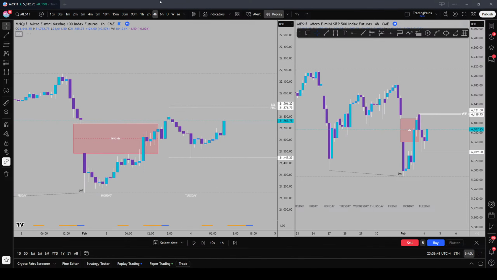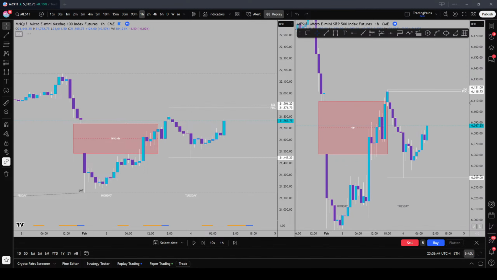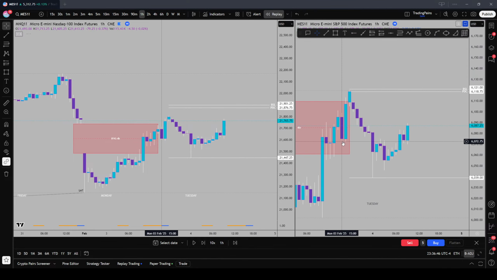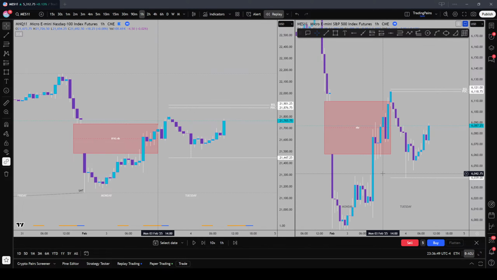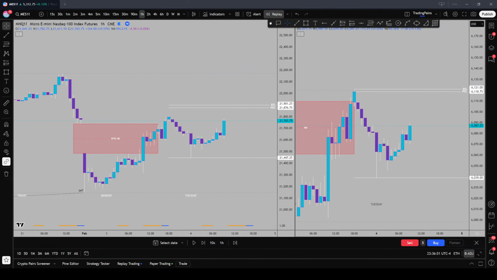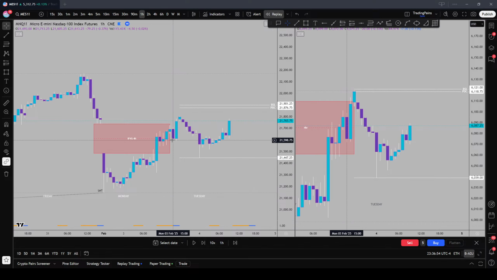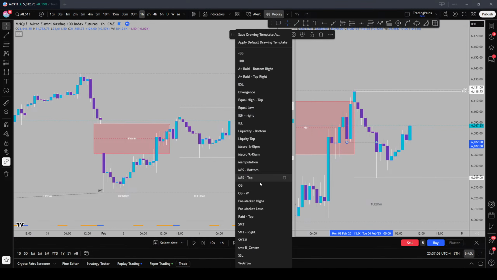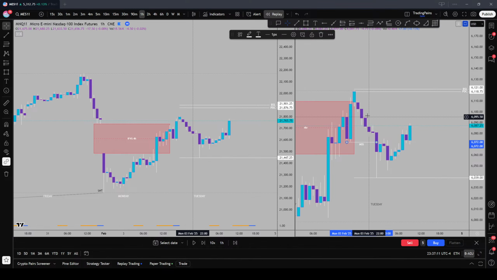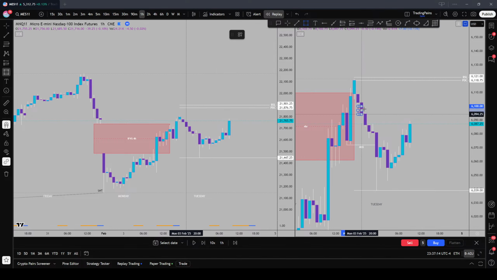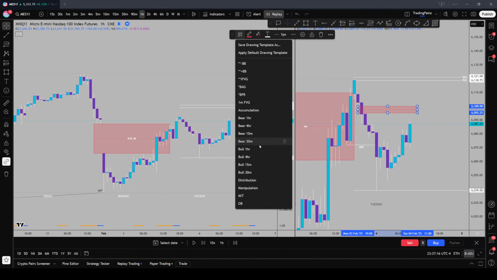Let's go to 1 hour. Okay, so 1 hour is a little tough to really see what's going on here, because it looks like we made a market structure shift. No, not a market structure shift, really. Yes, here made a market structure shift. No, and there's an unmitigated 1 hour bull.